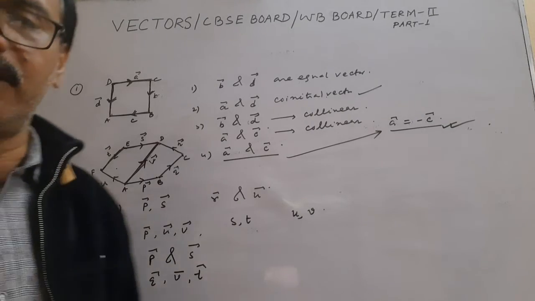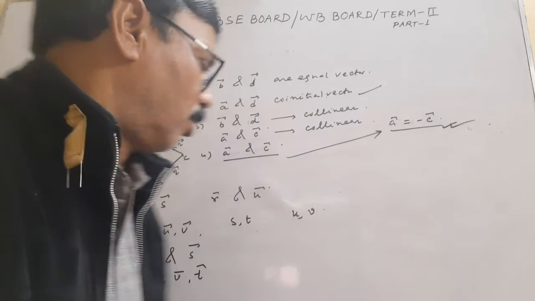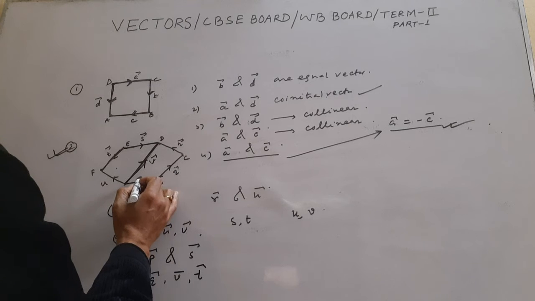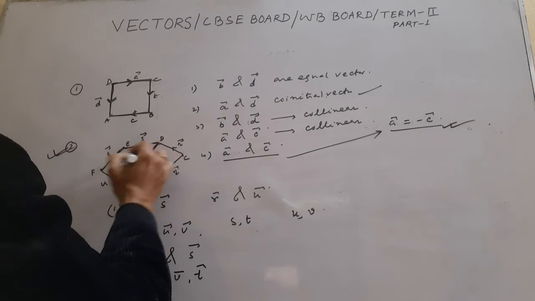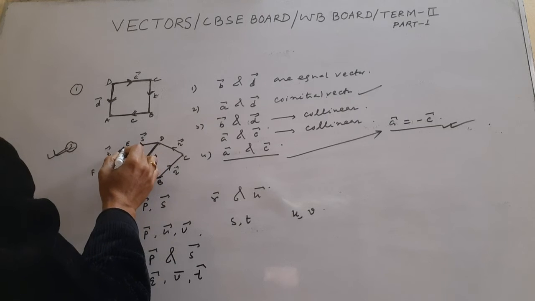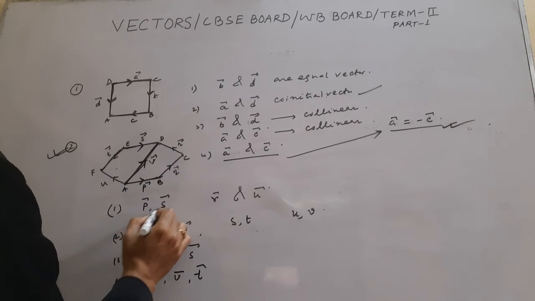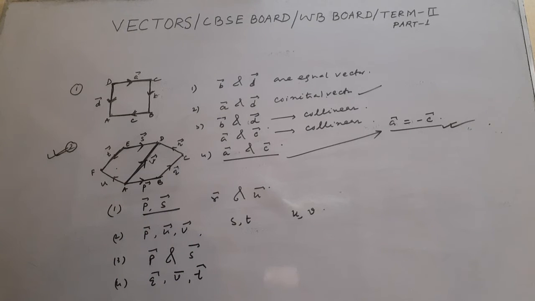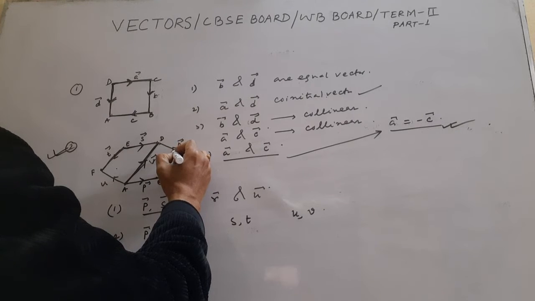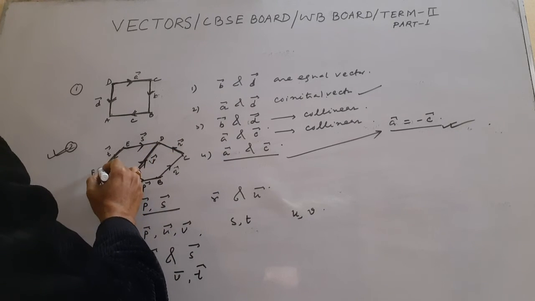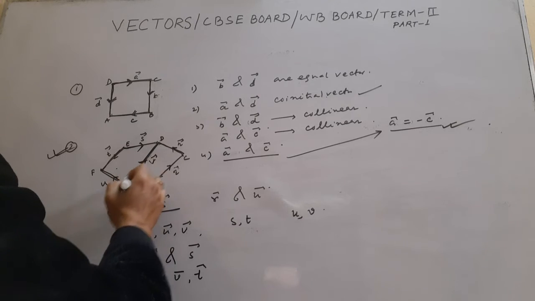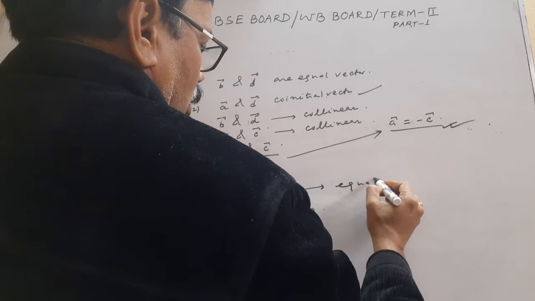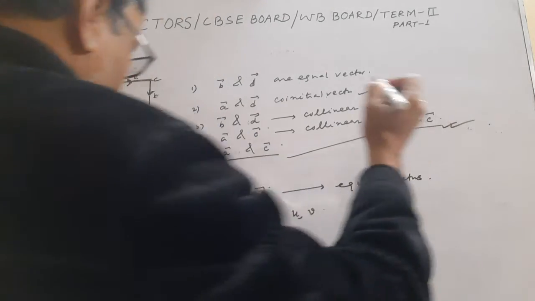Now we have to find the relation among the vectors. P and S, this is P and this is S. This is regular, so they have the same direction, same magnitude, so they are equal vectors. This is R, so CD is R and U. They have the same magnitude and direction, so they are equal vectors.